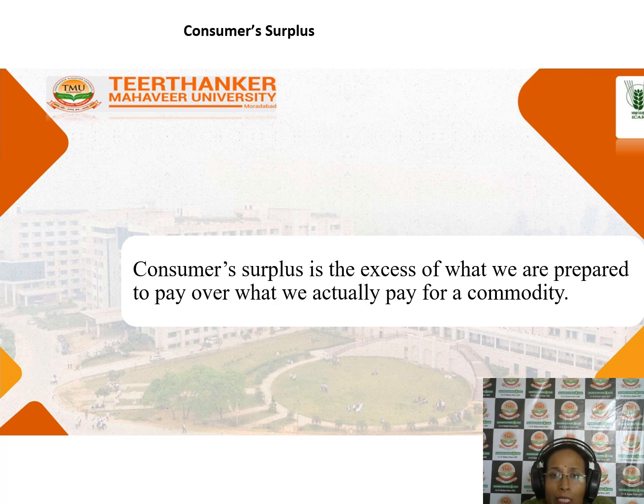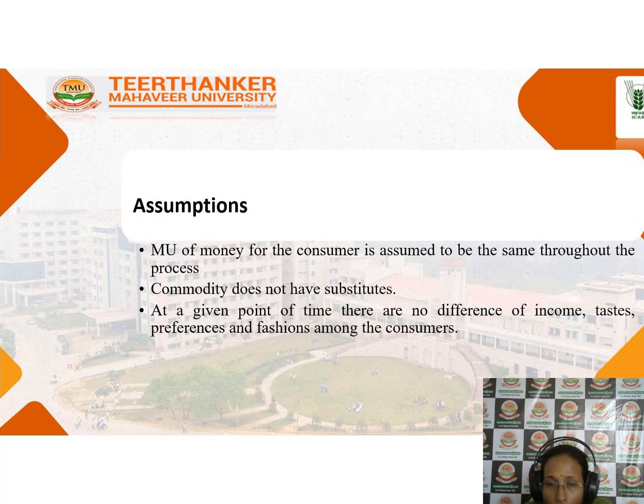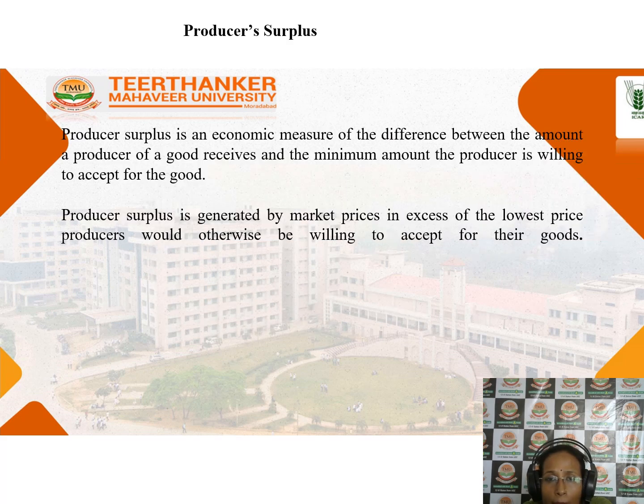The next topic is consumer surplus. Consumer surplus is the excess of what we are prepared to pay over what we actually pay for a commodity. The difference between willingness and ability to pay is called consumer surplus. Then the assumptions of consumer surplus: the marginal utility of money for the consumer is assumed to be the same throughout the process. The commodity does not have substitutes. At a given point of time, there are no differences of income, taste, preference, and fashion among the consumers.